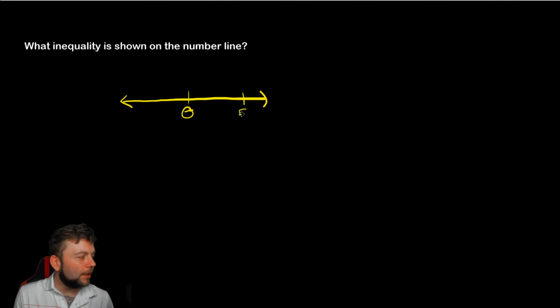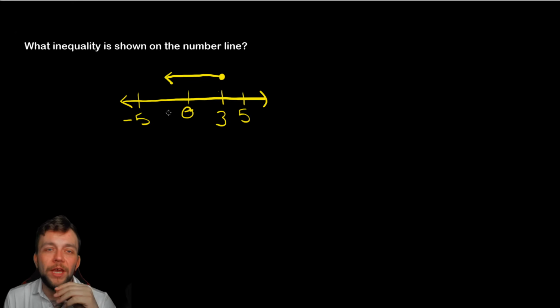So we have our positive 5 and our negative 5, and then we will put a 3 right about here. I'm going to go ahead and make this a filled-in circle, okay? And then we'll draw this to the left. So what is this saying? What is the way of writing this as an inequality?